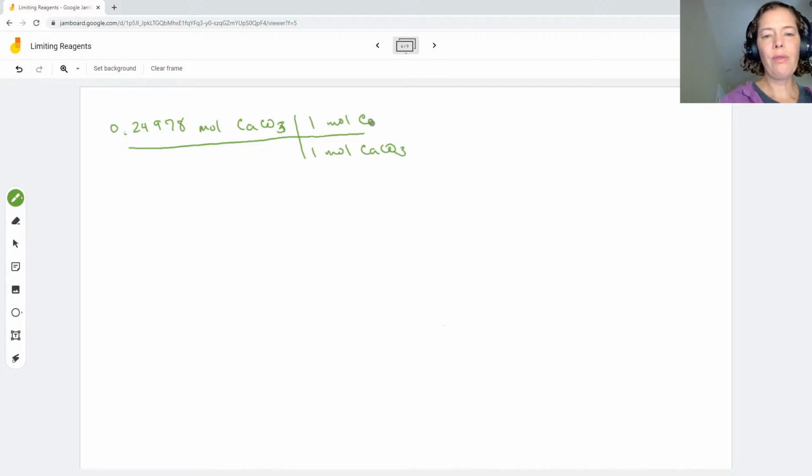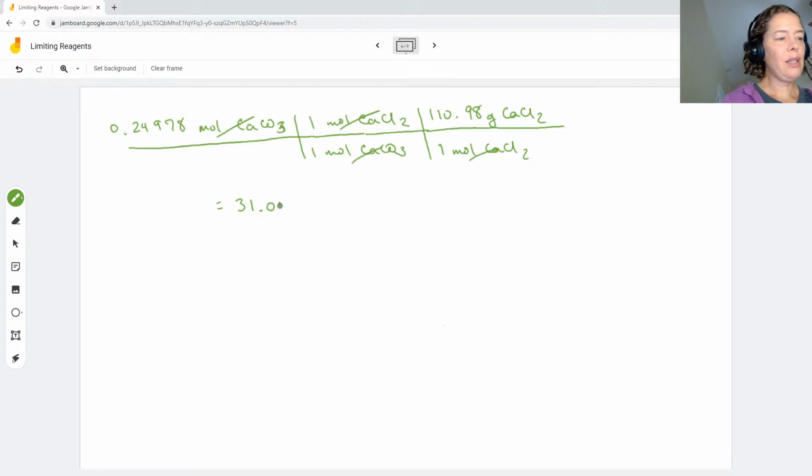Mole of calcium chloride. And then, of course, because it asked for grams, I need one more conversion. I need to convert to grams. So I'm just going to use the molar mass to do that. And the molar mass is 110.98 grams of calcium chloride per 1 mole. And so that gives me, with lots of decimal places, grams of calcium chloride.